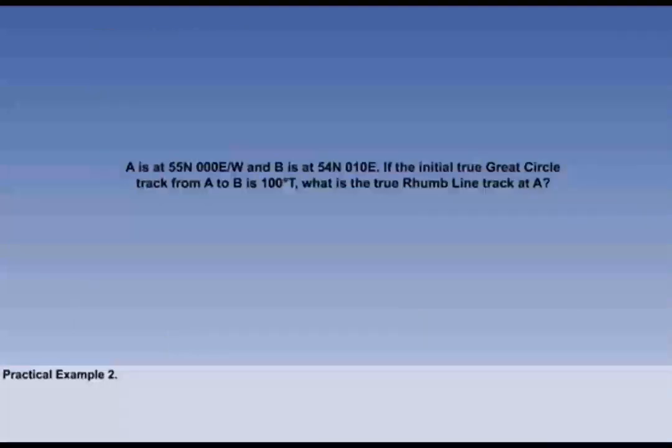Now you try one. Given that A is at 55 north, 0 east-west, and B is at 54 north, 010 degrees east, if the initial great circle track from A to B is 100 degrees true, what is the true rhumb line track at A? What's the first thing to do? Draw a diagram, of course. So do that now, and only when you've drawn it, click to move on.